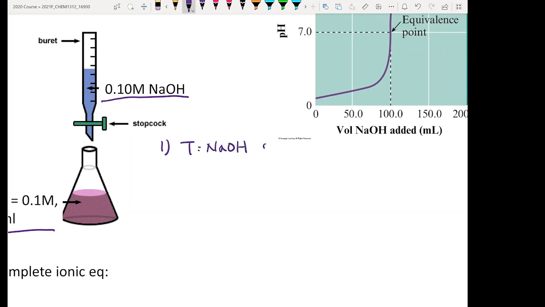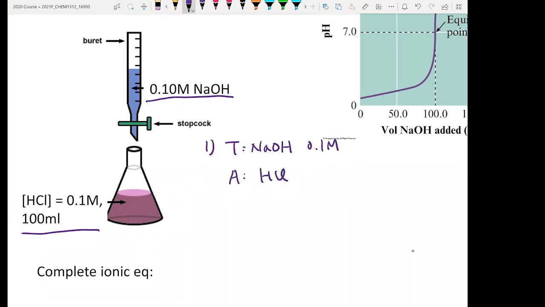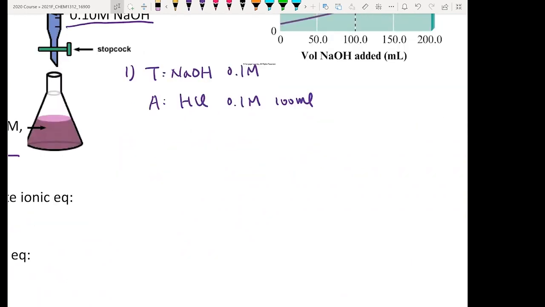And its concentration is 0.1 M. Who is actually your analyte? HCl. Concentration 0.1 M. Volume 100 ml. Second step, write out the ionic equations.